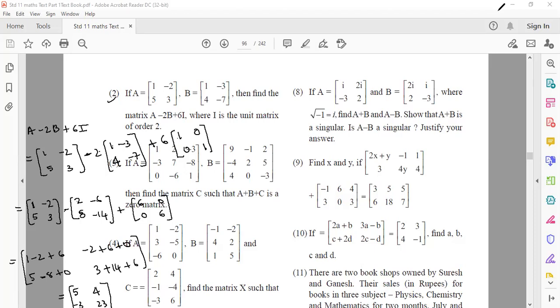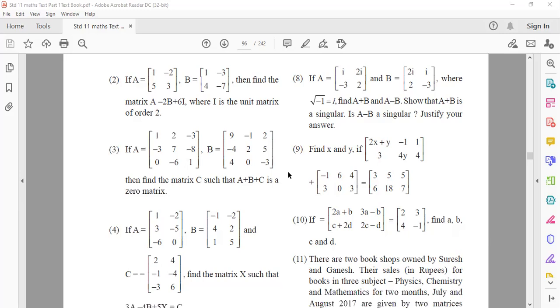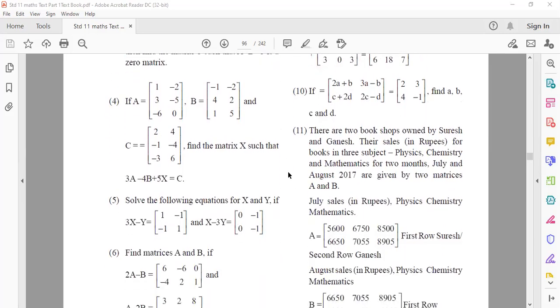Is it clear? Yes, sir. Can we move to next problem? This is a very easy topic, so I'll just do few questions first, because multiplication is the difficult part. Let's do fifth question.